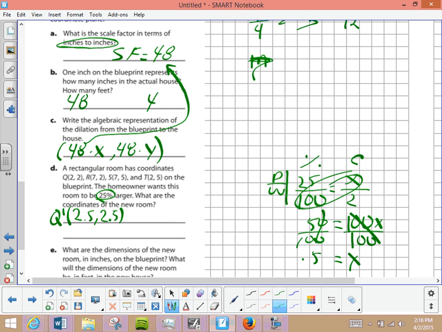Which is half, right? It's a half of 1, so it's a quarter of this. But you don't stop at 1.5. You got to go back and add what you had originally, right? So you have to go back and add the 2. So 2.5, that's what you do. Why? Because they're increasing by 25%.